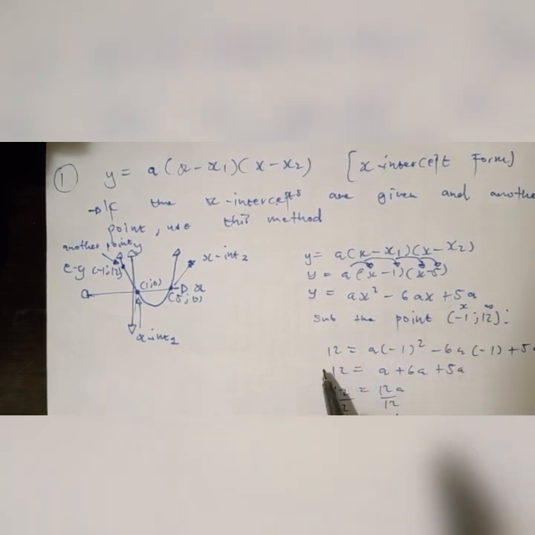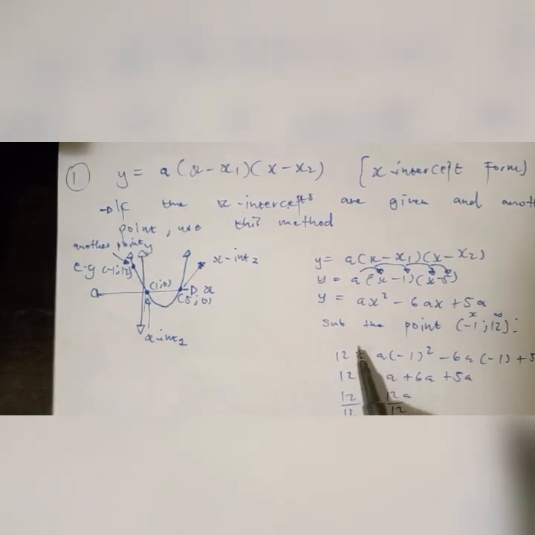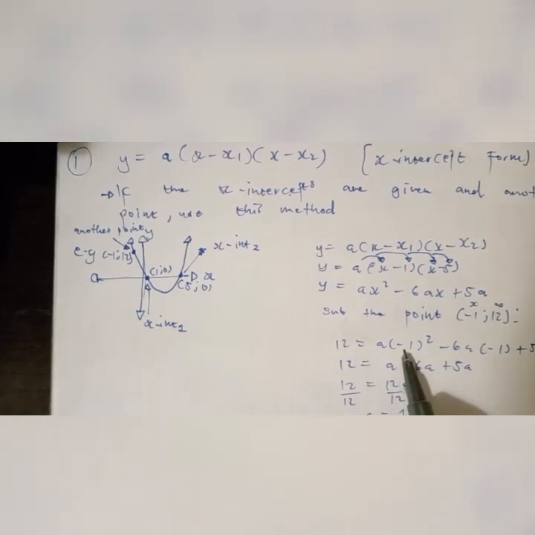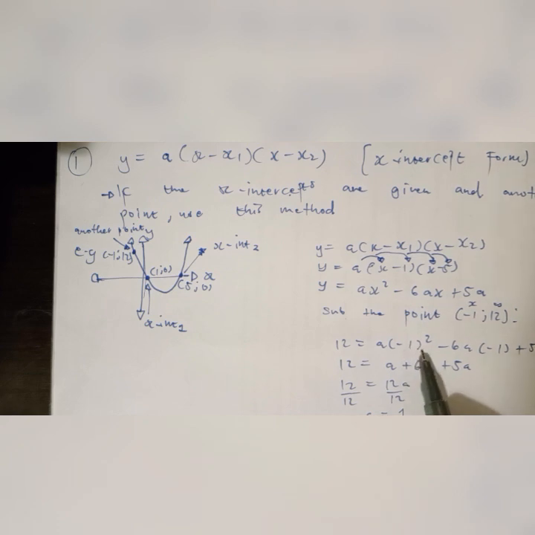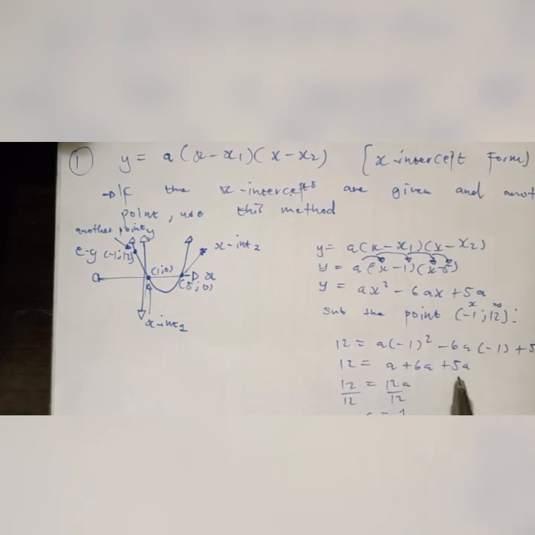You sub it, then you have this 12 here on the y. It replaces y is equal to a times -1, negative 1 replaces the x. -1 squared minus 6a times -1 plus 5a. Then you simplify. Then you add all the like terms. Then it adds up to 12a. Then you divide both sides by 12, and your a is 1.